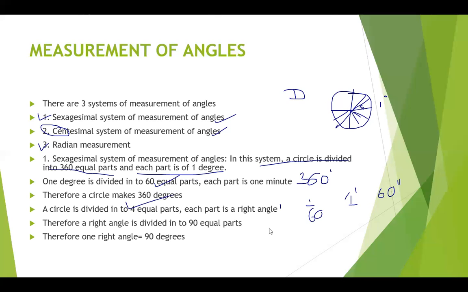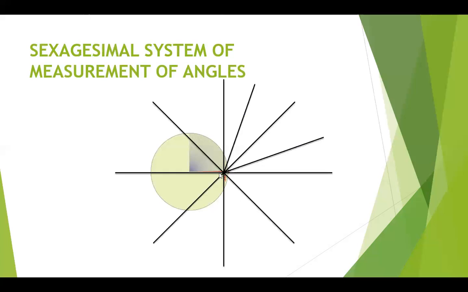Now, when a circle is divided into 4 equal parts, one full rotation means 360 degrees, so each part is of 90 degrees. Such a type of angle you will call a right angle. So one right angle is equal to 90 degrees. In the sexagesimal system, a circle is divided into 360 equal parts, and each part is of 1 degree.